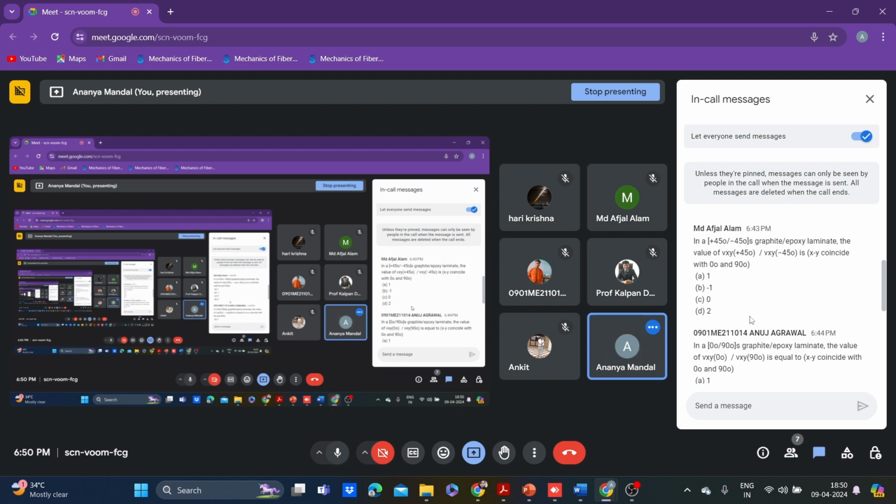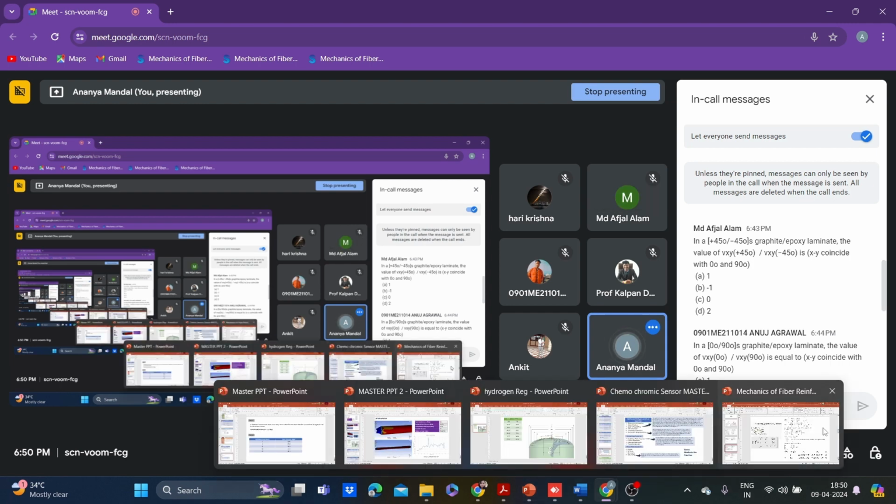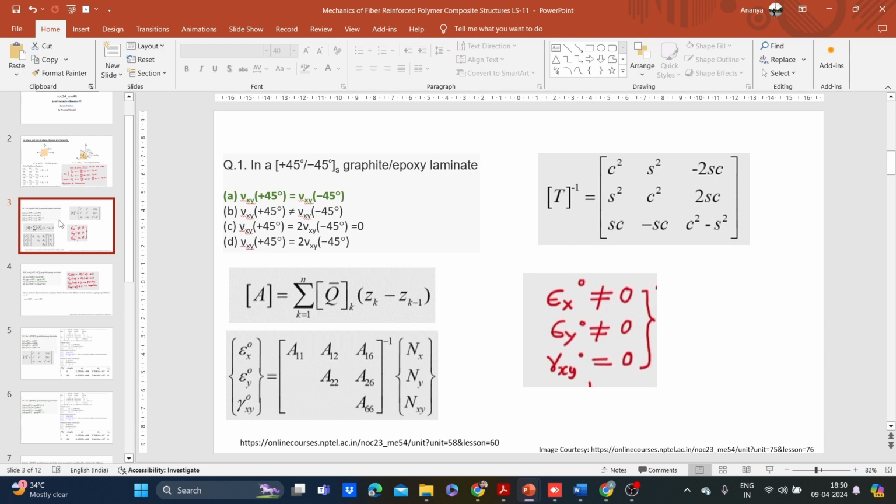And for plus minus theta symmetric laminates, you see the mu values are equal. So if they are equal, their ratio will be equal to 1. So option A will be the correct one here. And it was also discussed in sample questions. Like here in plus 45 minus 45 graphite epoxy laminate, the mu xy plus 45 is equal to mu xy minus 45. So their ratio will be equal to 1.